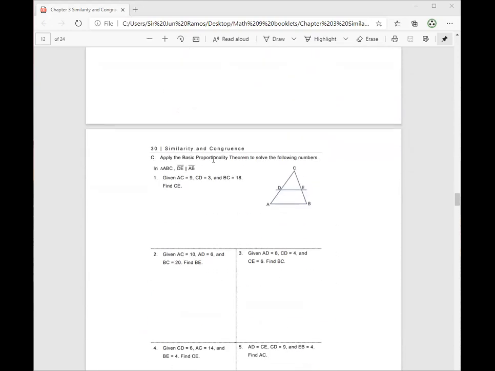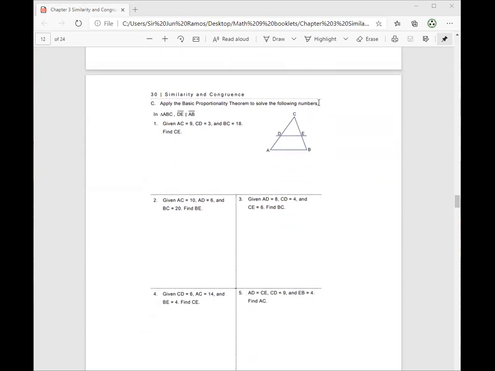Okay, apply the basic proportionality theorem to solve the following numbers. Here we have DE parallel to AB. So DE here, that's the requirement of the basic proportionality theorem, that this line passing through the other two sides and parallel to the third side will cut off proportional segments. So we can now say that DC is to DA, CE is to EB.